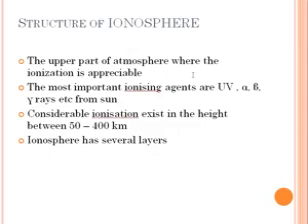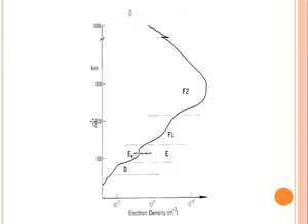So, the structure of ionosphere, it is coming in between 50 to 400 kilometers above the Earth's surface. This figure shows the electron density in each layer. So we can see that in the D region, the electron density is very low, and going up, we can see that the electron density is continuously increasing, and beyond the F2 region, the electron density is decreasing. So the maximum electron density is present in the F2 region.